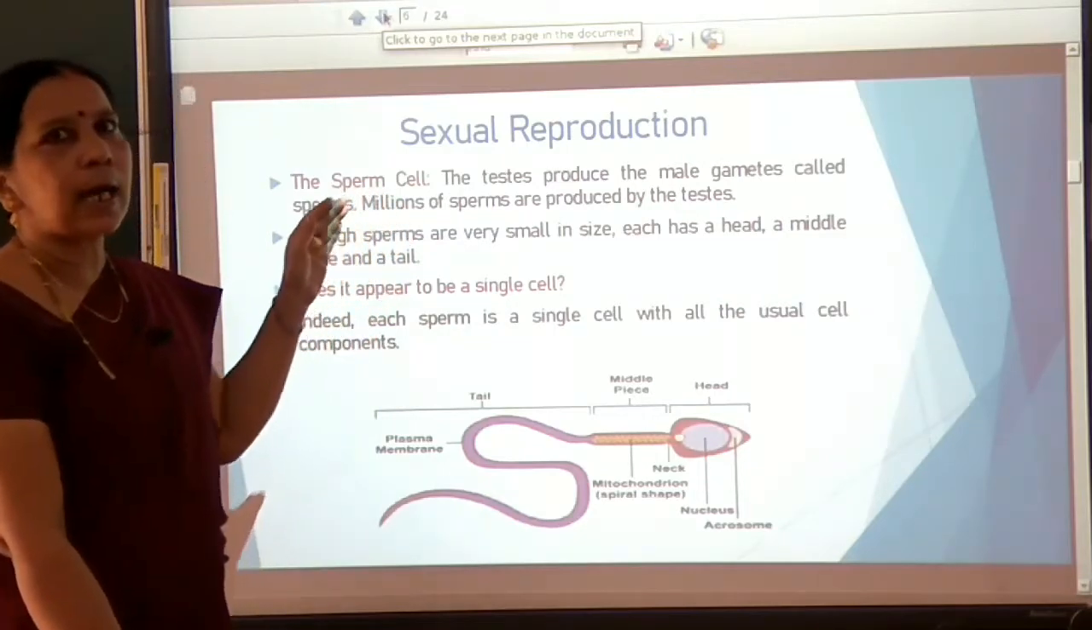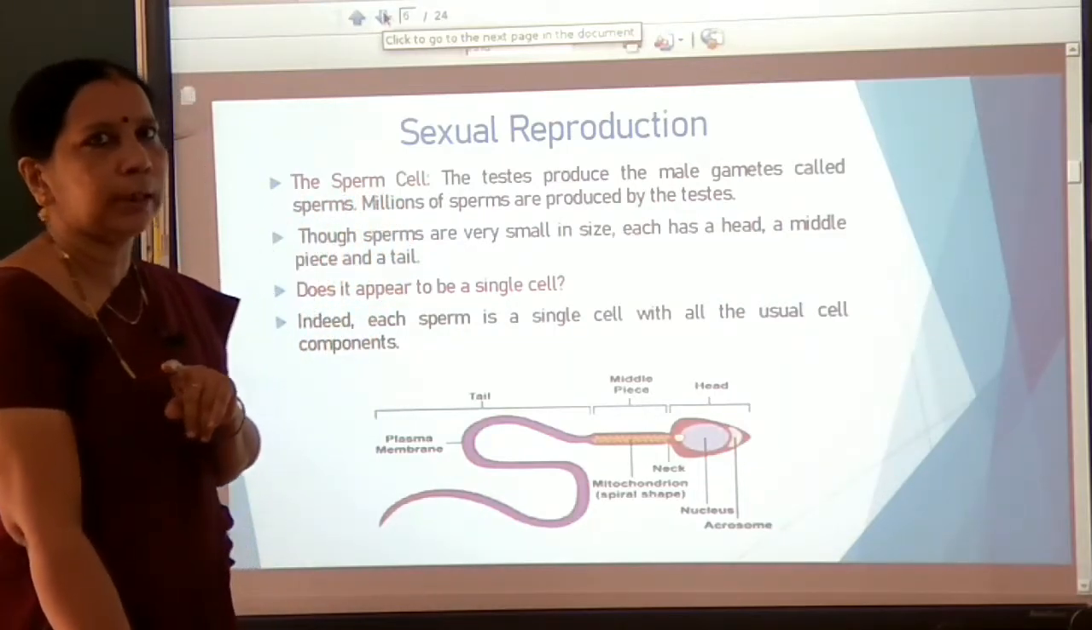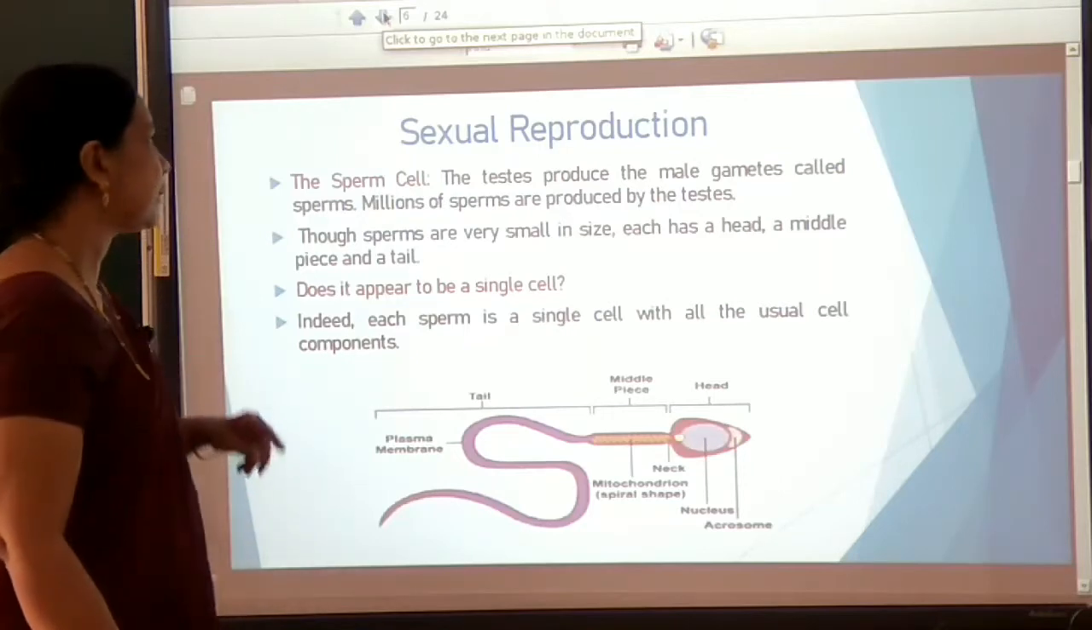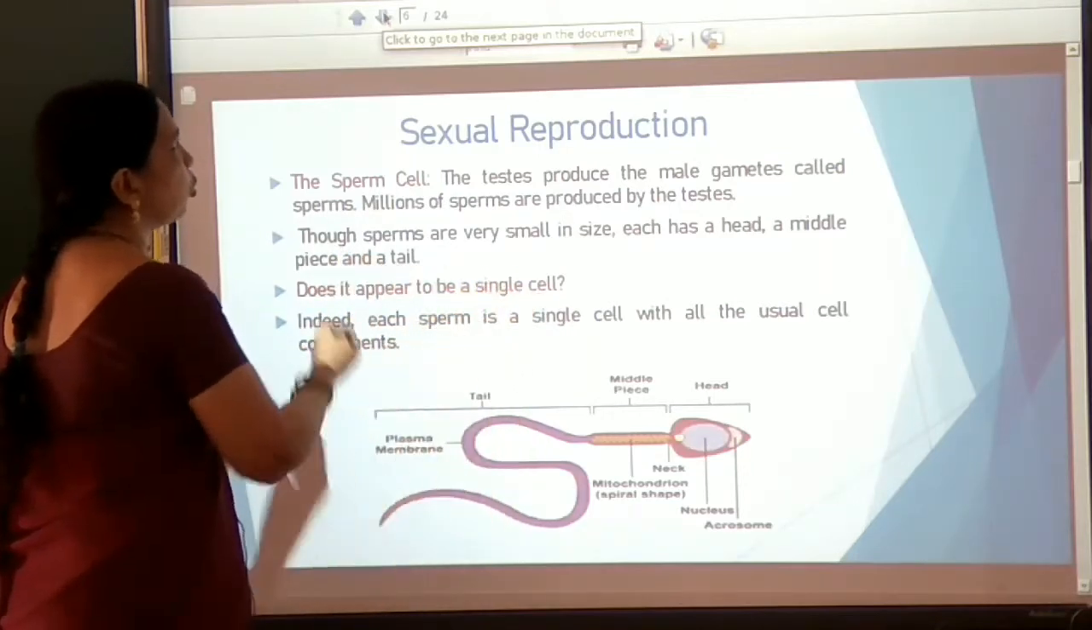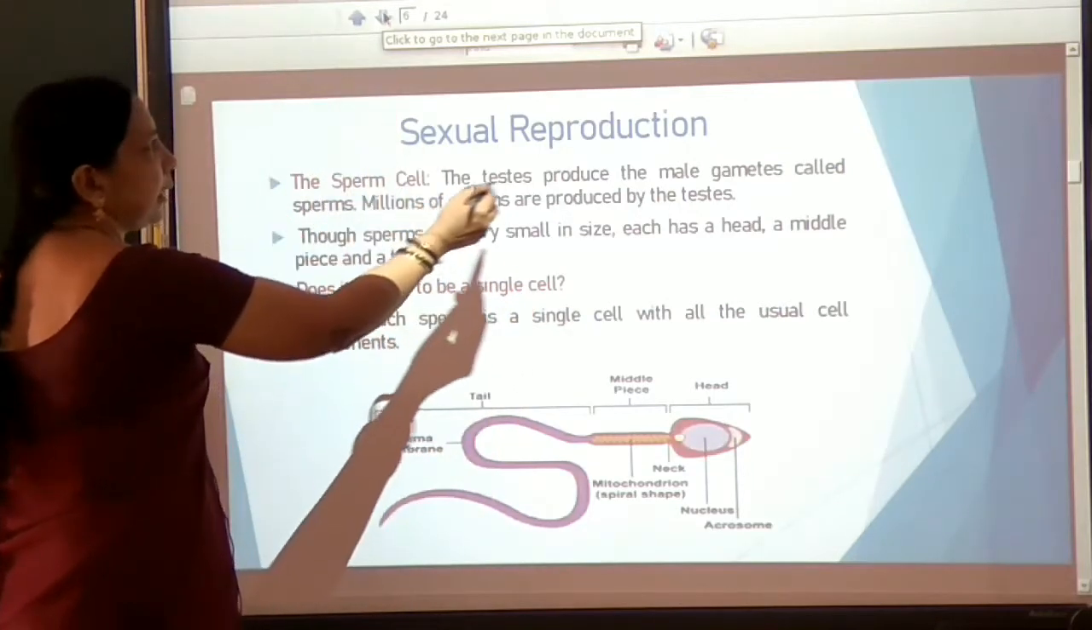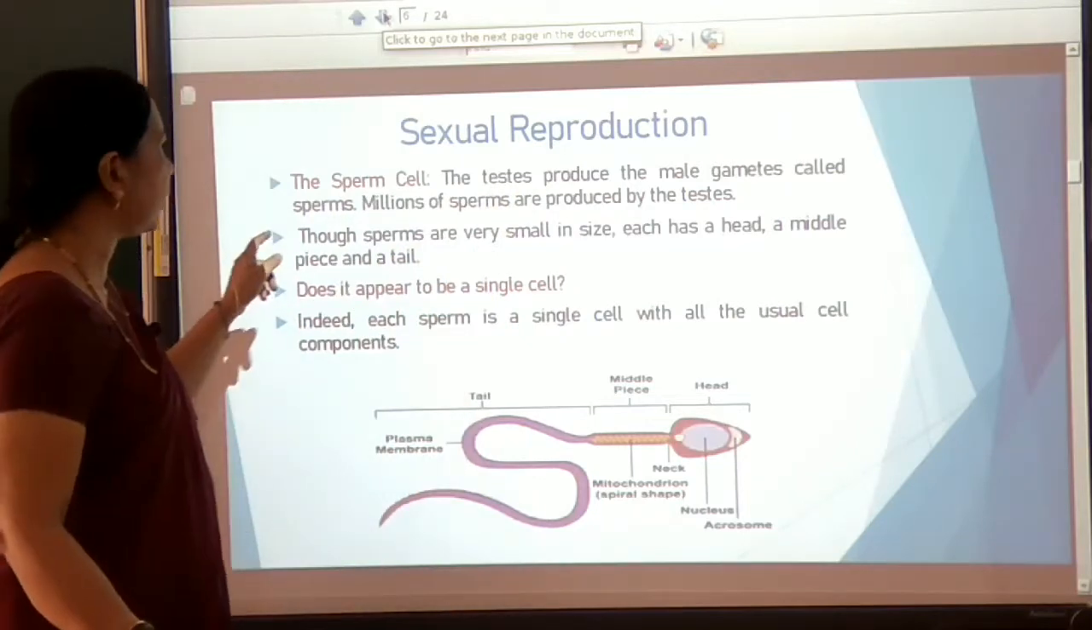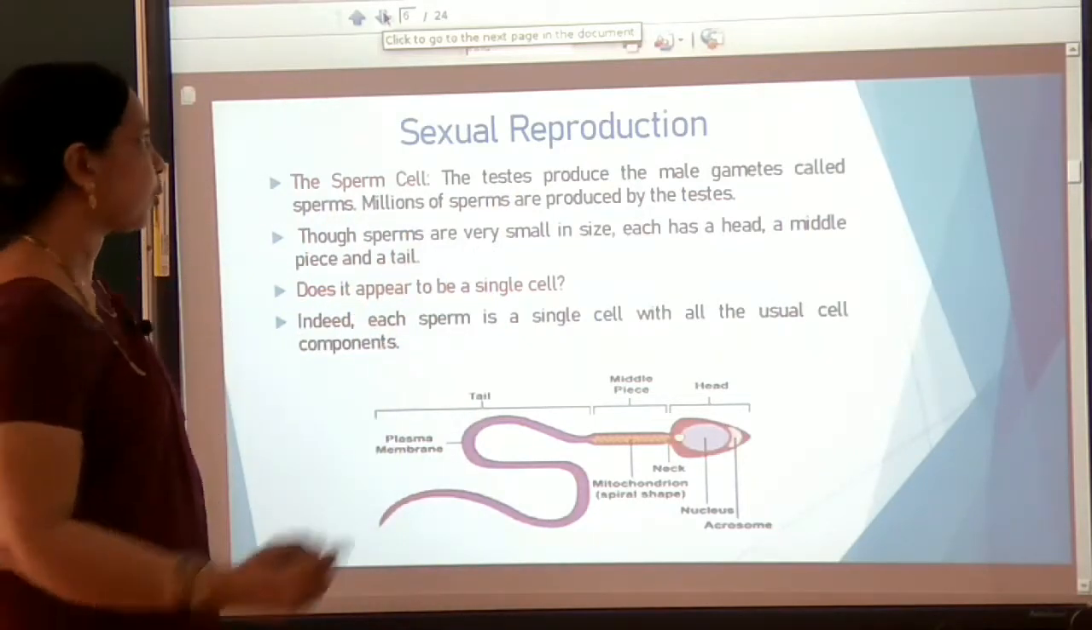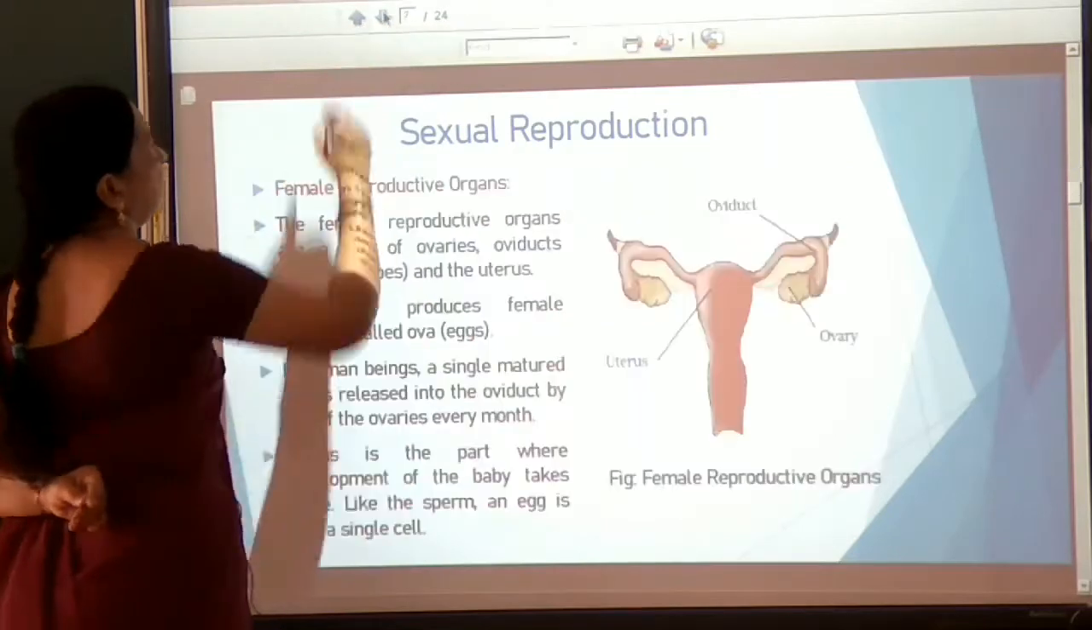The sperm is considered a single cell. So each sperm is a single cell with all the usual components of a cell. Testes produce the male gametes called sperms, and millions of sperms are produced by the testes.